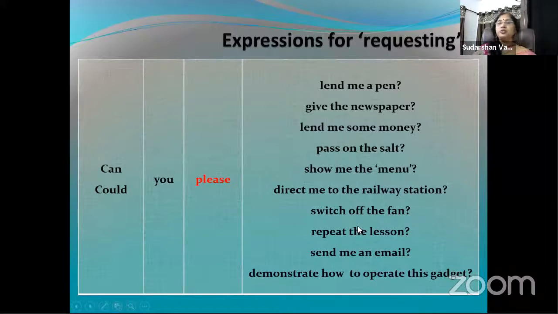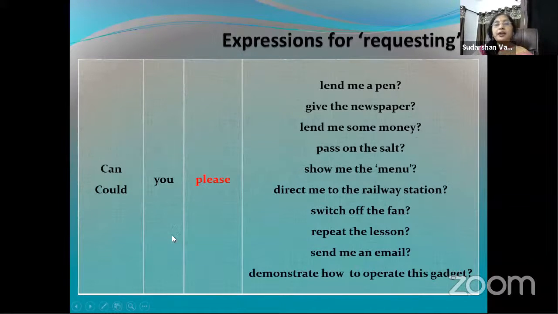But if you want your teacher to repeat it, how will you say? You can't say, can you please? Or may you please. Can you please? Could you please? Then, will you please? May I request you? May I request you to repeat the lesson? That is the level of formality.